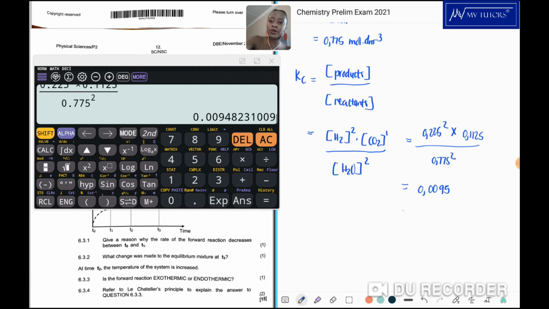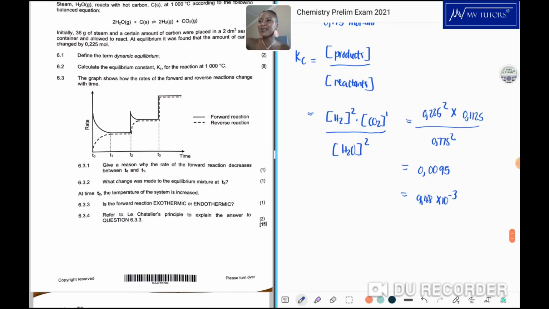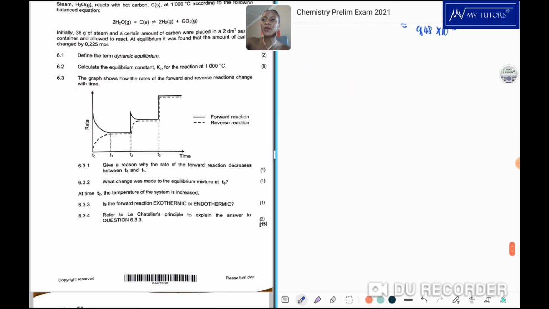If you wanted to, you could have taken this comma, so 1, 2, 3. So it can be 9,48 times 10 to the power minus 3. And we have completed this 8-mark question. Fabulous. Okay, now we get to 6.3.